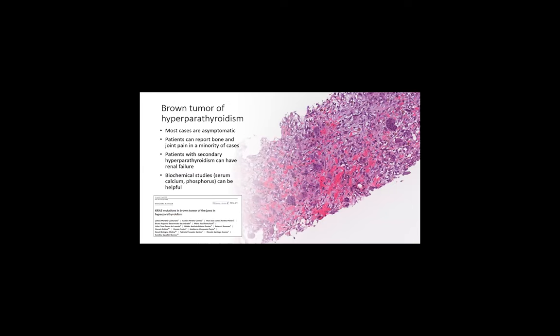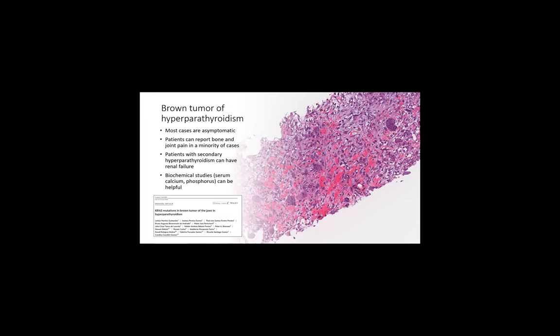The next entity is brown tumor of hyperparathyroidism. Most patients are actually asymptomatic, but they might present with joint pain in a minority of cases. Clinically, they can have things like secondary hyperparathyroidism, or patients with secondary hyperparathyroidism can have renal failure. So looking at their lab values can actually be helpful if you're thinking about this diagnosis.